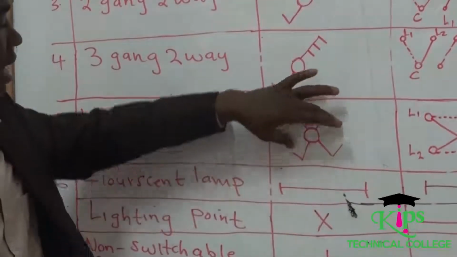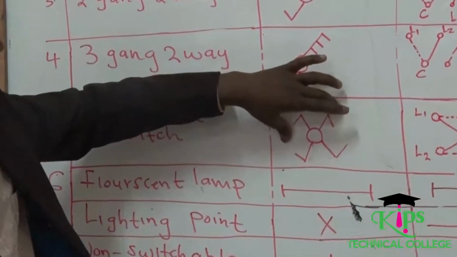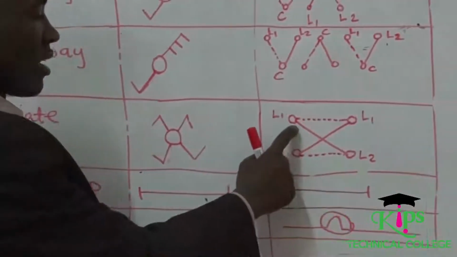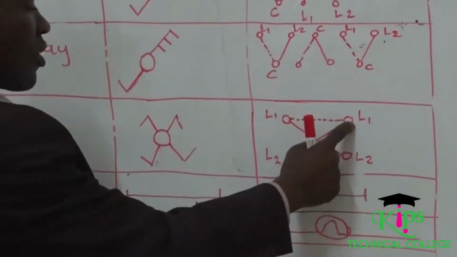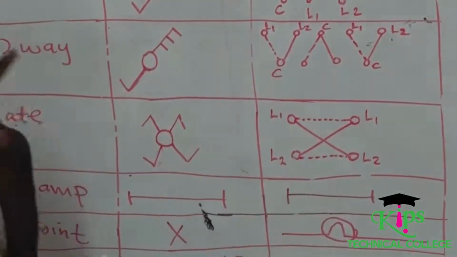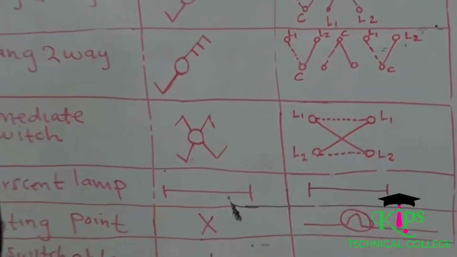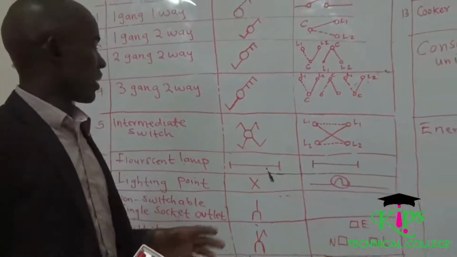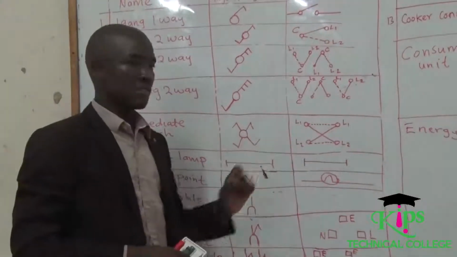This is the circuit, the layout symbol. When you go to the circuit, you can see it has got 4 functional holes, hole 1, hole 2, hole 3, hole 4. So all those 4 holes must be functional. That is why it's called intermediate.